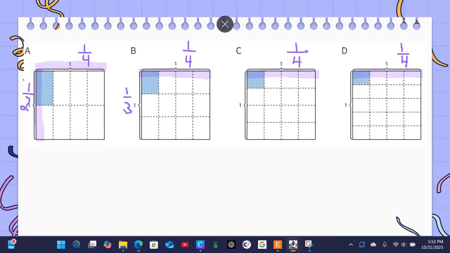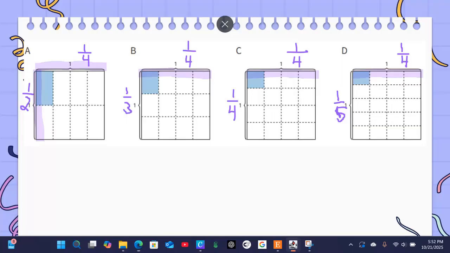Let's take a look at this one. This one is 1 row, 2 rows, 3 rows, 4 rows. So this is 1/4. This one is 1 row, 2 rows, 3 rows, 4 rows, 5 rows. So that's 1/5. So that is the amount of parts that it is partitioned into. Now let's see how this is going to change our expression.